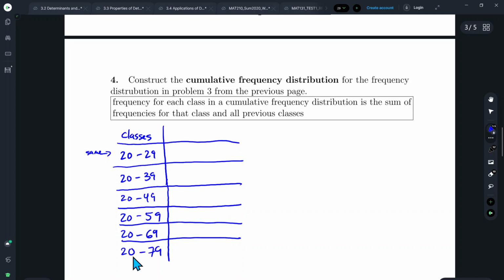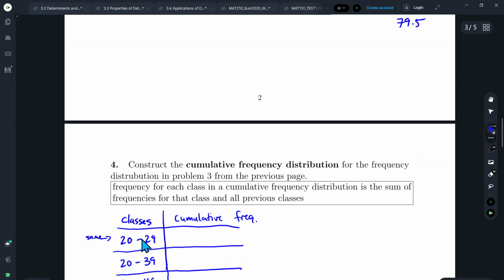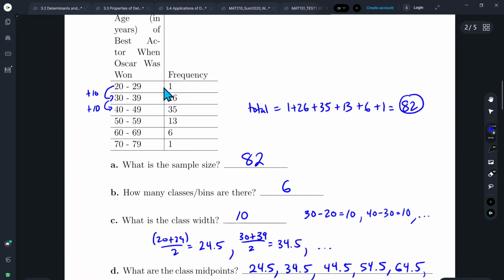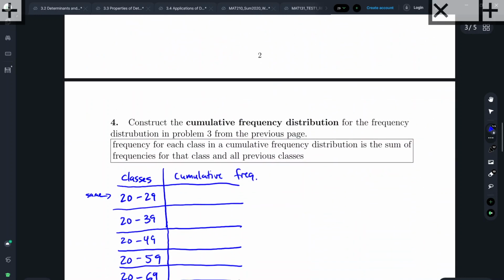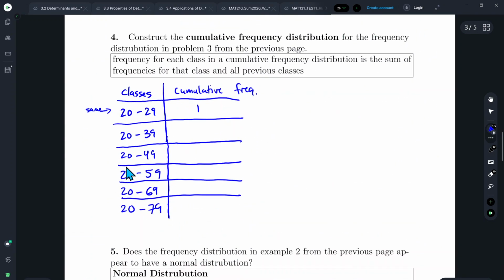So these are the classes, and here we want the cumulative frequency. The cumulative frequency should be how many fall into these new ranges. The 20 to 29 should still be the same as before, so there's 1. But the second class is now from the very beginning. It's the total of the first 2 classes. So that'll be 1 plus 26, which is 27.